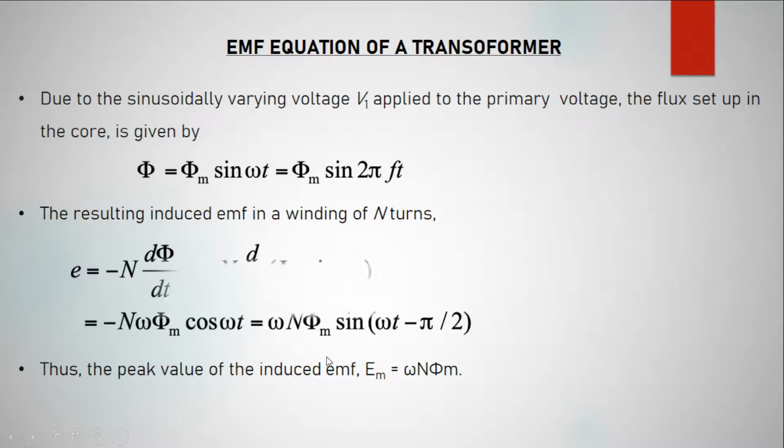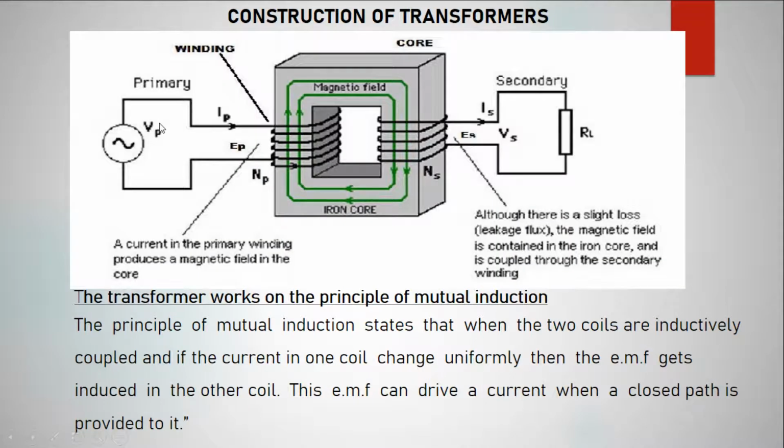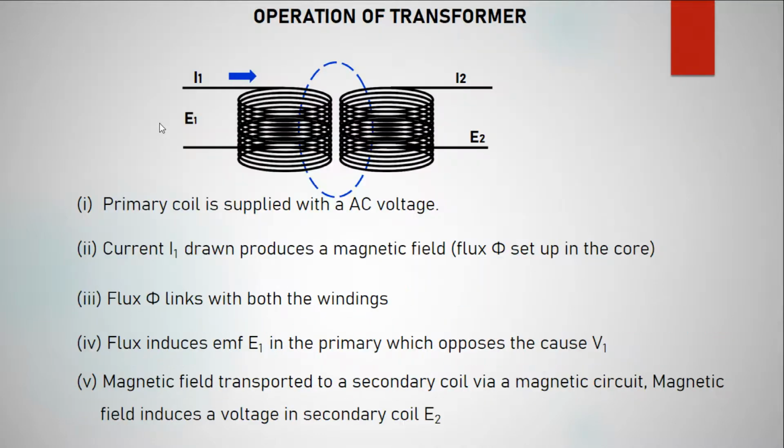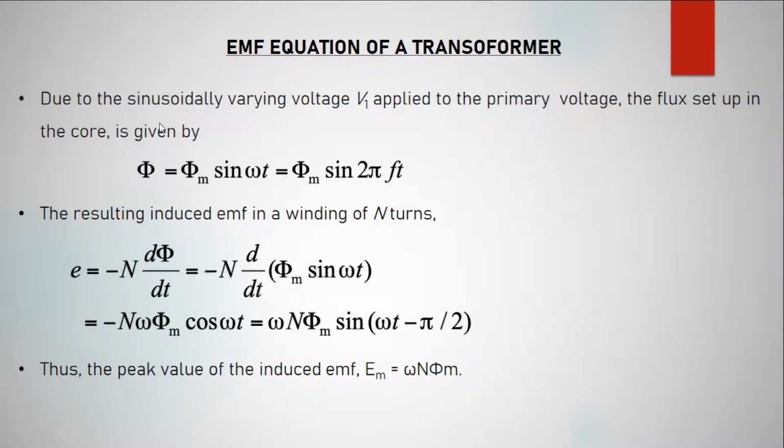Next, the EMF equation of a transformer. Due to the sinusoidally varying voltage V1 applied to the primary side, the flux set up in the core is given by phi is equal to phi m sin omega t. As we apply input voltage to the primary of a transformer, V is equal to Vm sin omega t, current starts flowing in the circuit, given by I is equal to Im sin omega t. When current starts flowing in the primary of a transformer, it sets up a flux which is also of the form phi is equal to phi m sin omega t. Why? Because flux always follows the current. So phi m sin 2 pi f t.